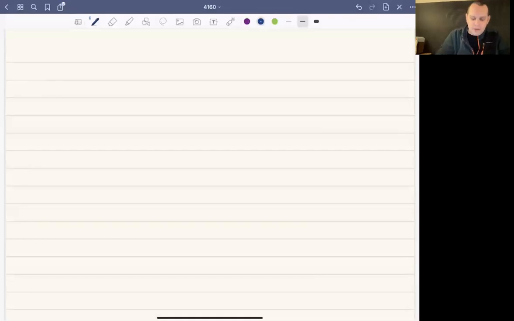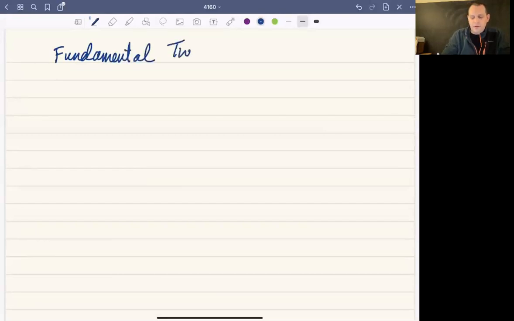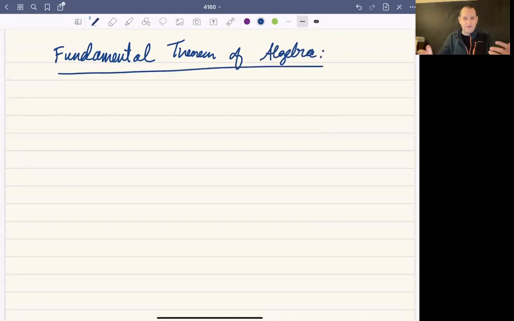Okay, so what I want to do now in the next video or two is I want to prove the fundamental theorem of algebra. Okay, so this is a pretty deep result, but we have all the tools that we need now to prove this. And what I want to do first is I want to state the theorem, and then we'll kind of get into how the proof is going to be structured.